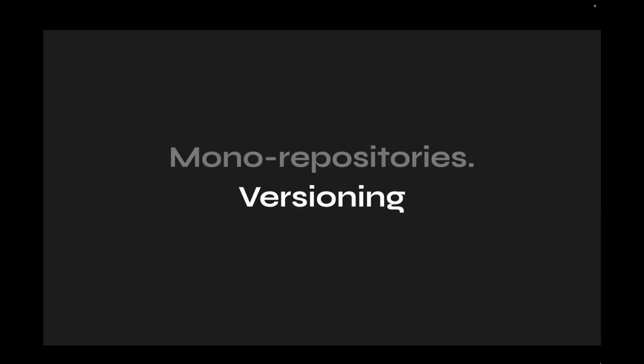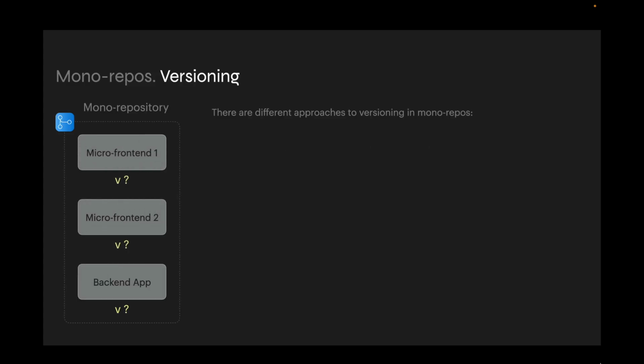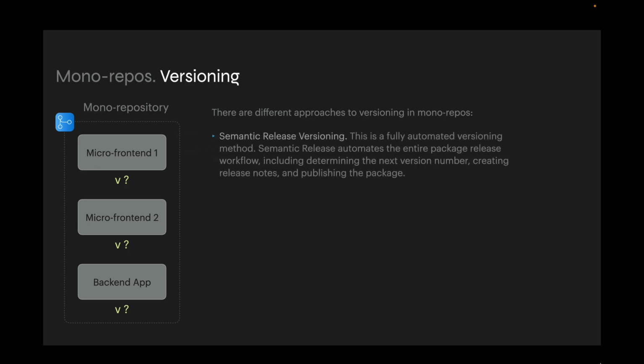The last thing that we will discuss about mono-repositories is versioning. When we have multiple applications in one repository, what version should we use? There are three different approaches for versioning in mono-repos. The first one is semantic release versioning. This is a fully automated versioning method. Semantic release automates the entire package release workflow, including determining the next version number, creating release notes, and publishing the package.